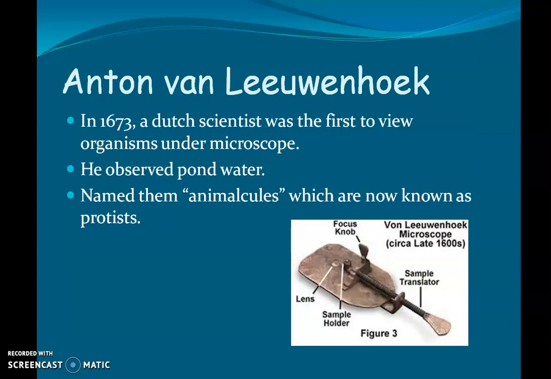Later, in 1673, a Dutch scientist was the one who first observed organisms under a microscope. He observed pond water under a microscope which was developed by him. This is in the inlet. We can see the microscope which he developed, and he observed pond water under this type of microscope, and he found small particles moving in the water, and he named them animalcules, which are now presently known as protists.